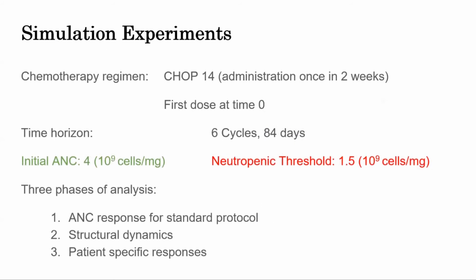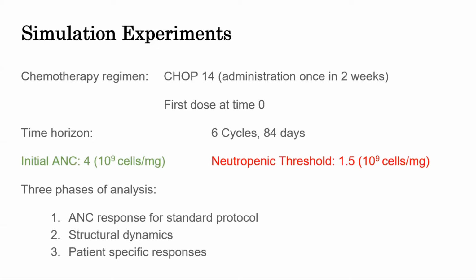Simulation experiments are conducted for one type of chemotherapy, that is CHOP14, which is administered biweekly. Although in real life, continuity of chemotherapy depends on the current neutrophil level, timing of chemotherapy administration is assumed to be the same for all experiments. Time horizon for the experiment is 6 cycles of chemotherapy, but only a portion is presented in graphs.